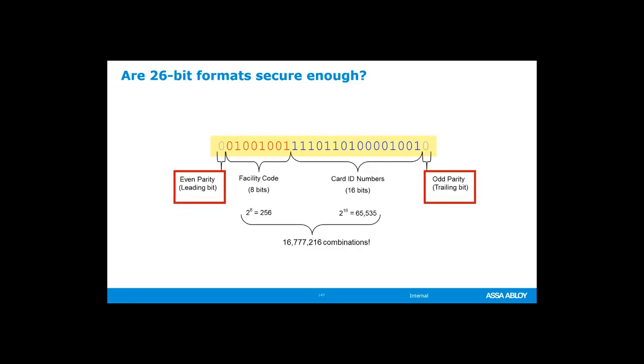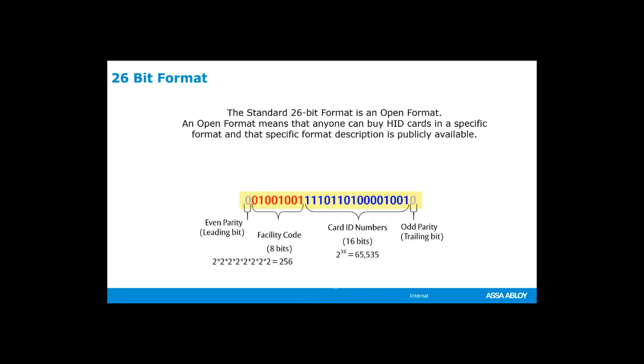Notice the even and the odd parity. We'll talk about them in a few moments. The standard 26-bit format is an open format. The 8-bit facility code provides 256 possibilities, while the 16-bit card number offers over 65,000 unique card numbers. The open format means that anybody can buy these cards, unlike the Corporate 1000 and the 37-bit cards. The 26-bit format is widely used as the industry standard and is accepted by most access control systems.